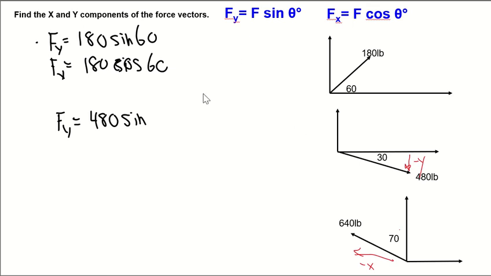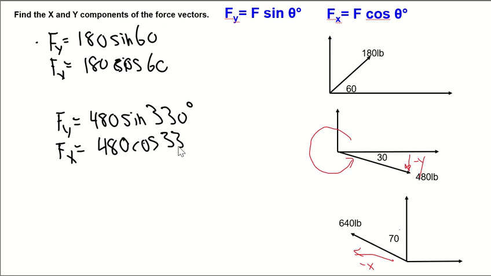But I always tell everybody, you could also do it counterclockwise from the x-axis, and I could say 330 degrees. If I do that, it will automatically put in the negative sign for the y, but not for the x. So f sub x equals 480 cosine 330 degrees. Okay? And then this last one down here.